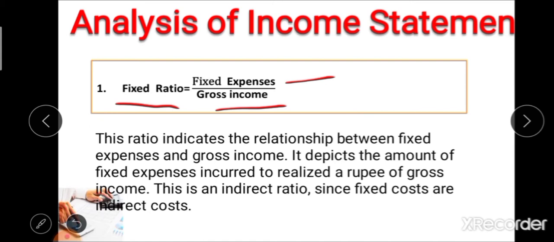This fixed ratio is an indirect ratio because fixed costs are also known as indirect costs. If this fixed ratio is less than 1, then it indicates sound or profitable running of the business. This is the fixed ratio.